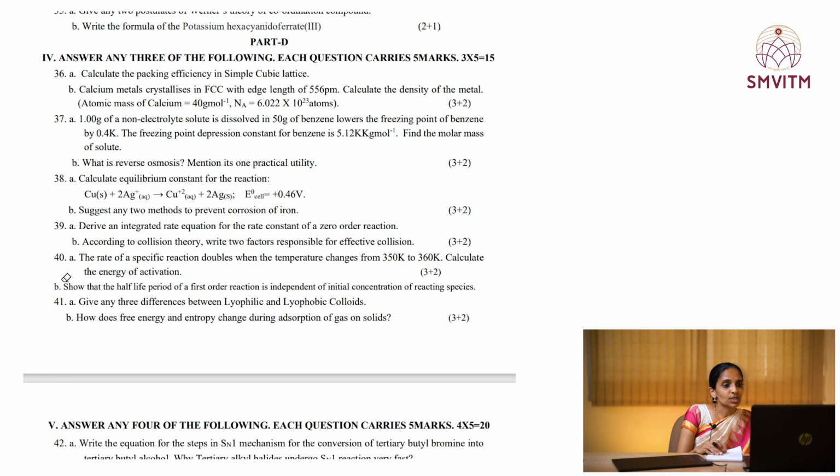Next is a kinetics problem. It's a problem on energy of activation. Here it is given that rate of the reaction doubles. So remember, if the rate doubles, even the rate constant doubles. So indirectly they are saying that the value of K2 by K1 here is 2. Okay, K2 by K1 is given to be 2.